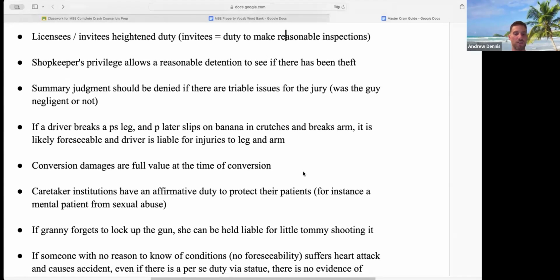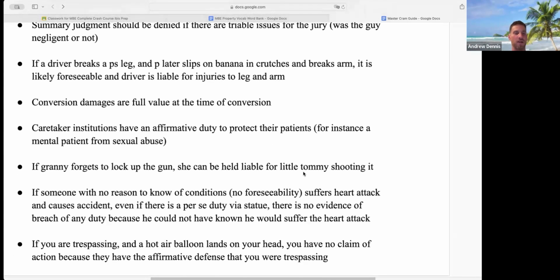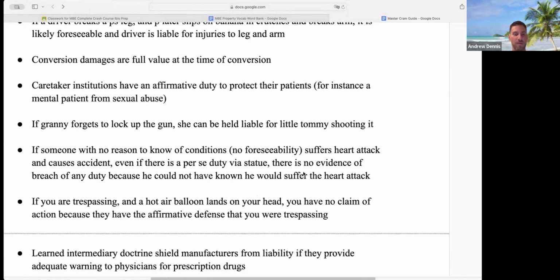So conversion damages are for the full value at the time of conversion. Caretaker institutions have an affirmative duty to protect their patients, for instance, a mental patient from sexual abuse. If Granny forgets to lock up the gun, she could be liable for little Tommy shooting it.